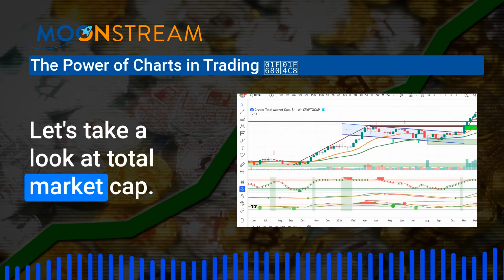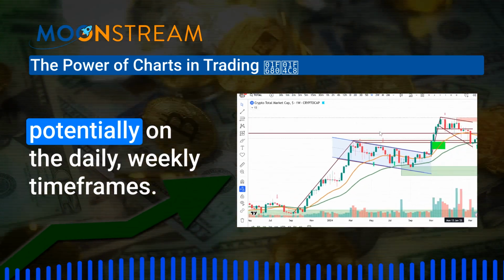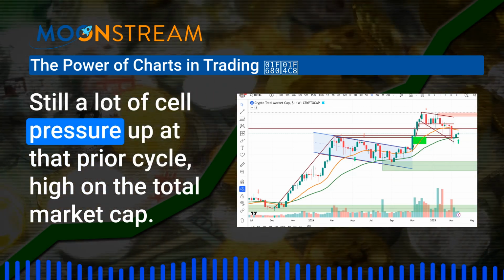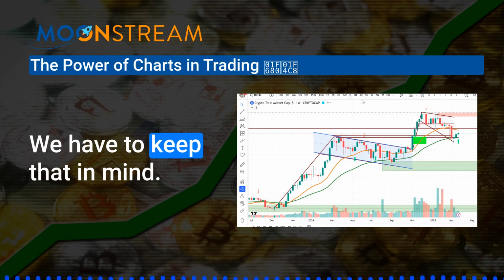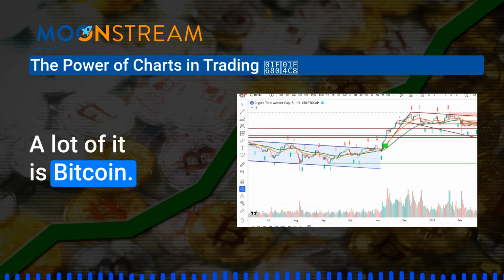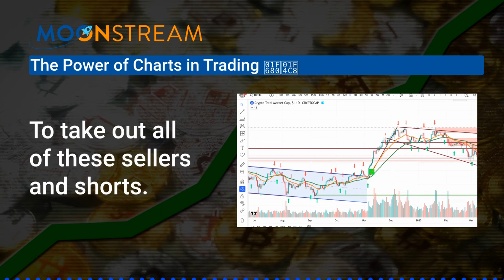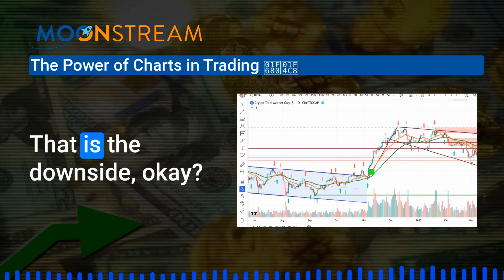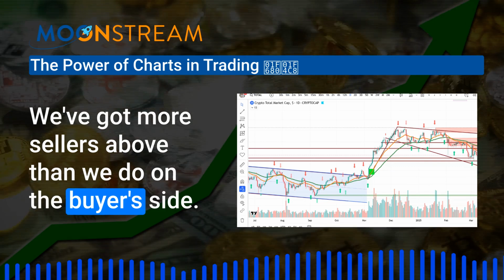Let's take a look at total market cap. Also some rainy skies up ahead potentially on the daily, weekly time frames. Still a lot of sell pressure up at that prior cycle high on the total market cap. We have to keep that in mind. A lot of it is Bitcoin. So the question is, where is that money going to come from to take out all of these sellers and shorts? That is the downside. Okay, we've got more sellers above than we do on the buyer side.